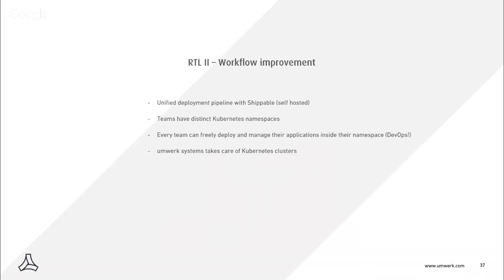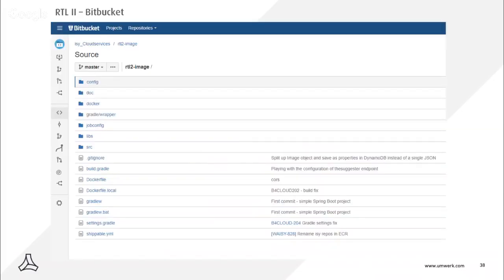Umwerk system takes care of the Kubernetes clusters, so they set them up, make sure they are secure, updated, monitored, and so on. But at the end, deploying the stuff is part of what the team should do. So Umwerk system should be there to support it, but not really to get it running. That's the idea. So I brought you some screenshots of how it looks like.